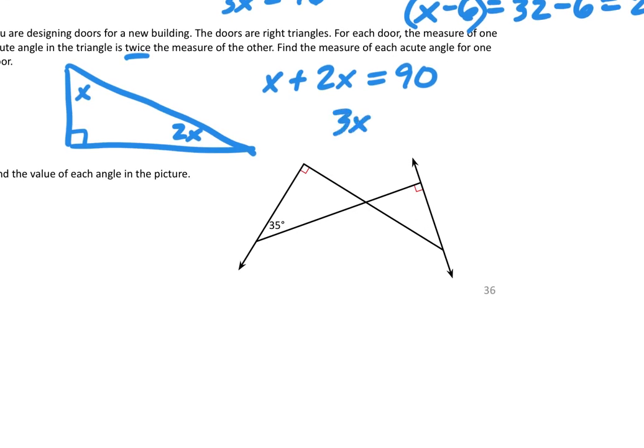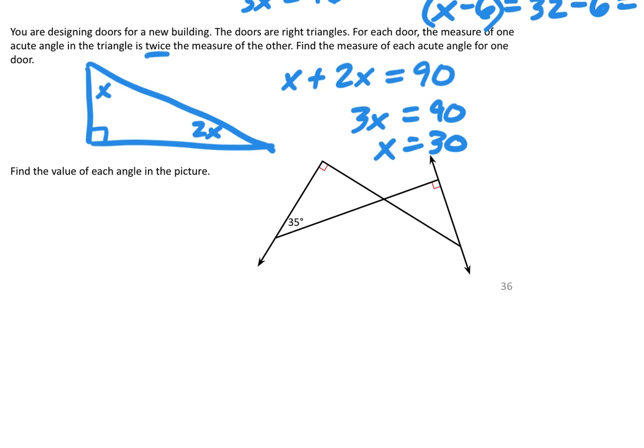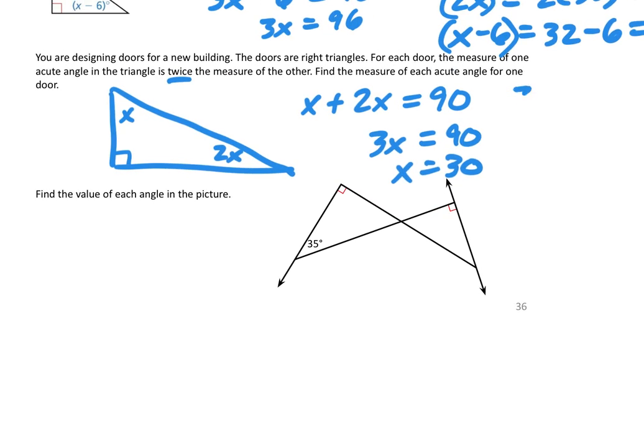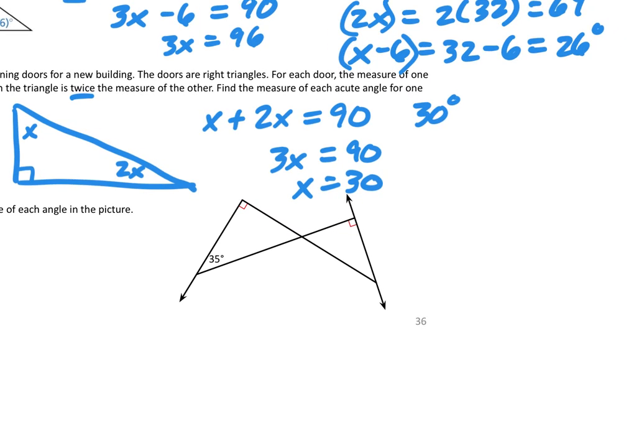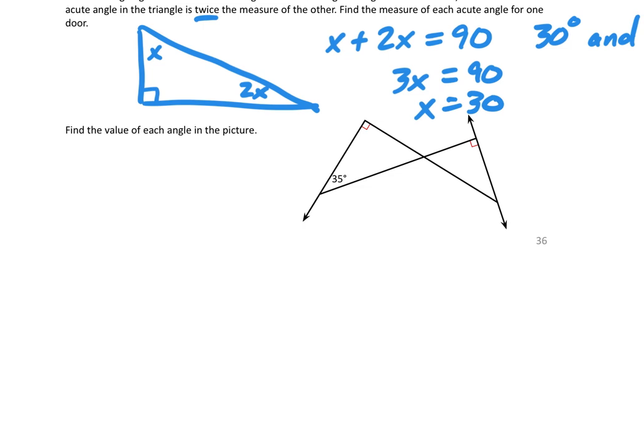So that would be 3x equals 90. X equals 30. So 30 degrees is one of them. What's the other one going to be? 60. It's going to be twice that. 2 times bigger. 30 and 60 add up to be 90? Yeah, so it works. Could I do that one without a picture? Probably. But just labeling it and seeing the picture, I think, helps.